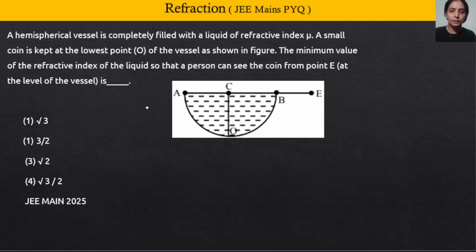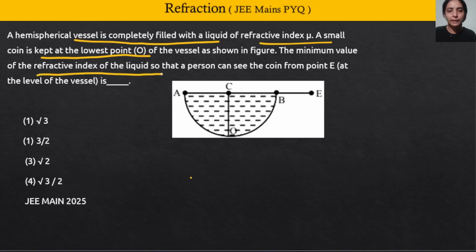So let us now deal with this one. Come on, we have to do a lot of questions. So here what is happening in the question: a hemispherical vessel is completely filled with liquid of refractive index mu. Okay, a small coin is kept at the lowest point of the vessel as shown in the figure. The minimum value of refractive index of the liquid is asked, so that the person can see the coin from point E. Minimum value of refractive index is being asked, okay. So that the person can see the coin from E.